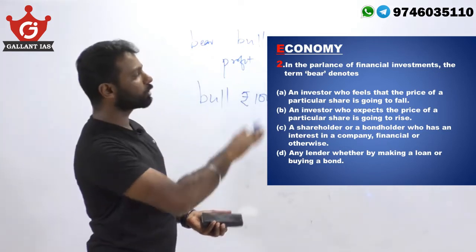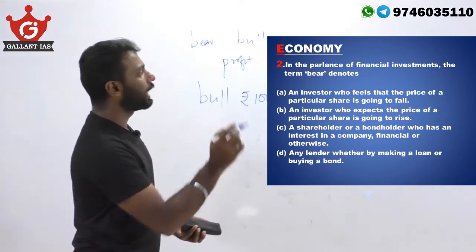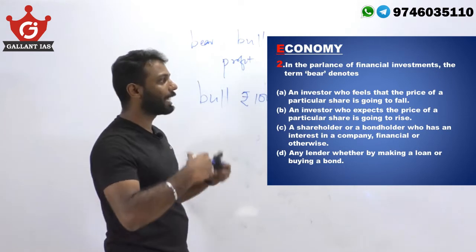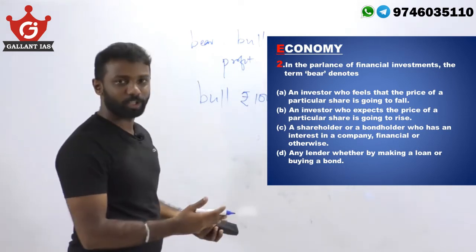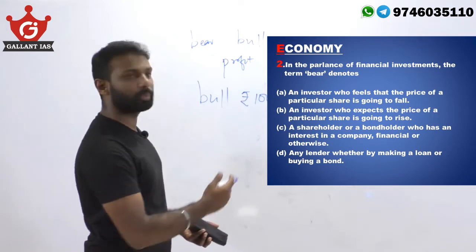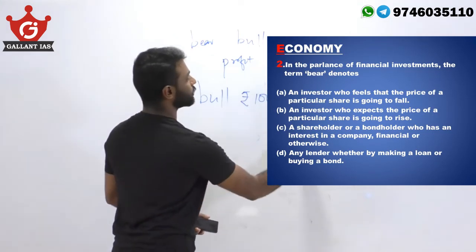Okay, so moving on to the question, the bear denotes what? An investor who feels that the price of a particular share is going to fall. He anticipates a fall in price and sells his securities, and later on when the price goes down, he buys them again. That is the bear trade here. So the answer is option A.